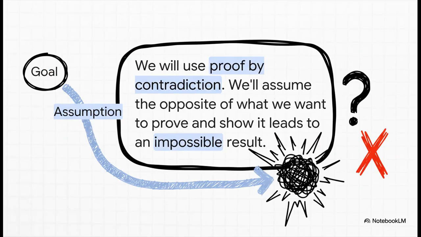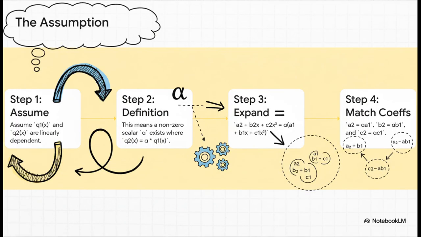So how do we prove it? We're going to use one of my favorite tools in the mathematical toolkit, proof by contradiction. The strategy is, well, it's kind of sneaky. We're going to assume the opposite of what we want to prove is true. Then we'll just follow the logic and see where it takes us. And if we've done it right, it should lead us somewhere totally impossible. All right, let's get our hands dirty.